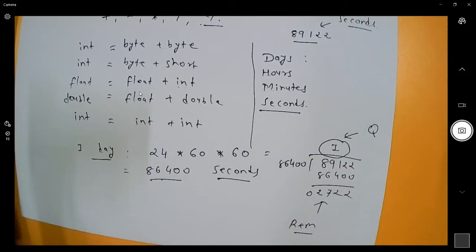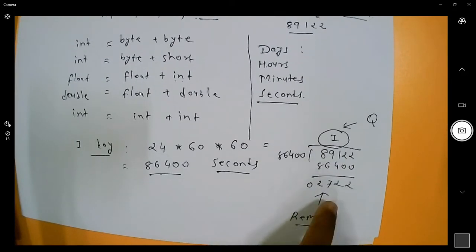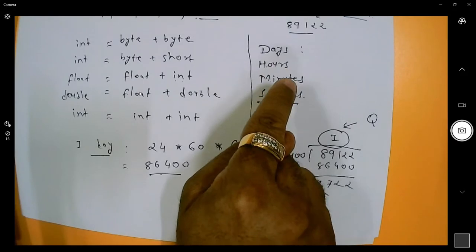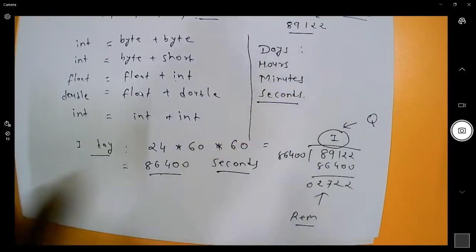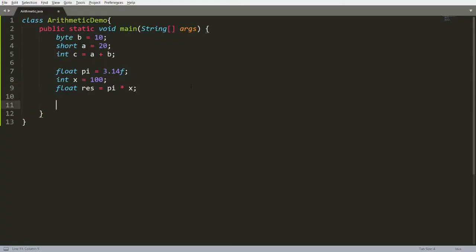So I can say that there is one day, and in the remaining value, 2,722, I can calculate how many hours, how many minutes, and how many seconds there are. So I want to develop a program to count like this. So how can we do this? Very simple. Let me write here in a comment so you people can get a better idea.